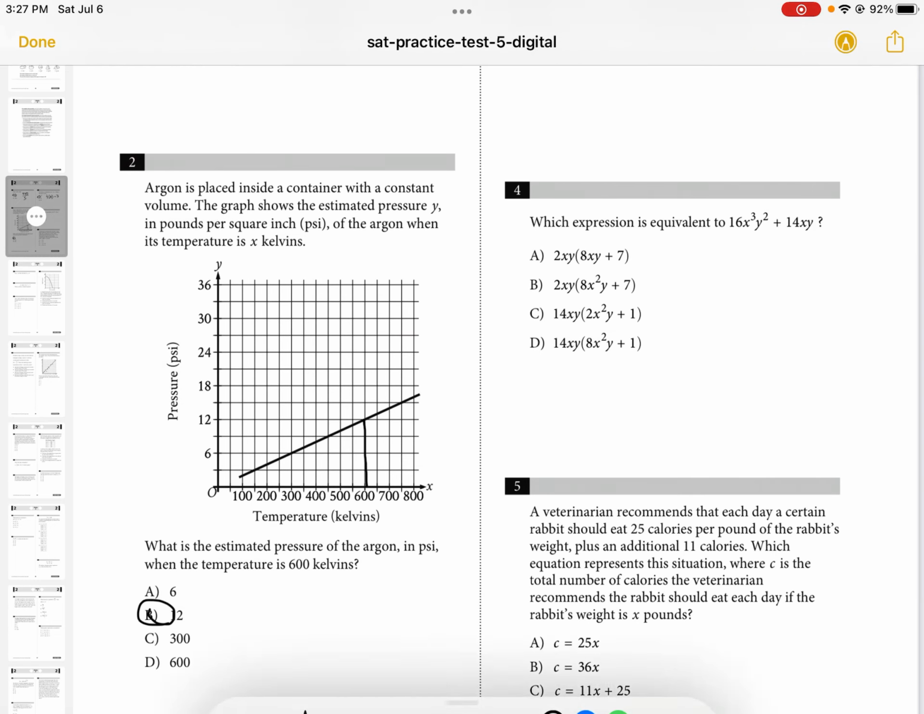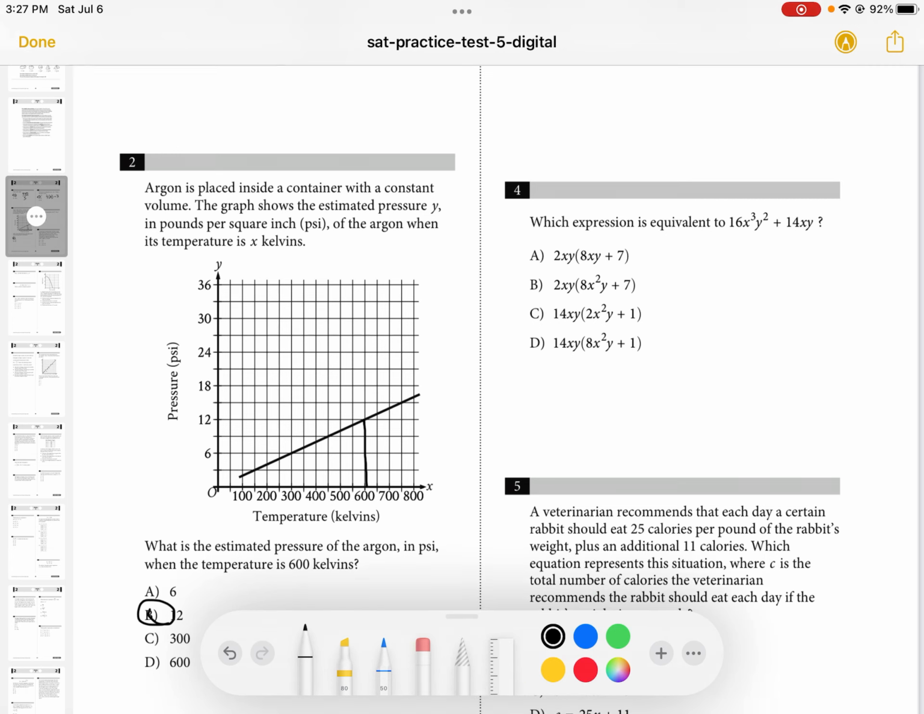Which expression is equivalent to 16x cubed y squared plus 14xy? Alright, so let's pull out the greatest common factor of the two terms. Both terms share a factor of xy and 2, so the greatest common factor is 2xy. And when we pull that out, we get 8x squared y plus 7. And that's answer choice B.